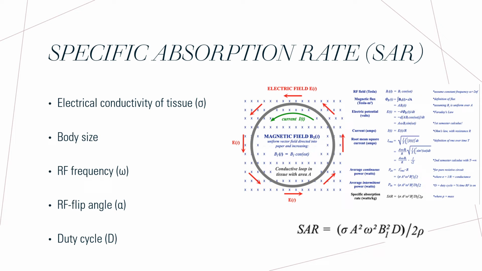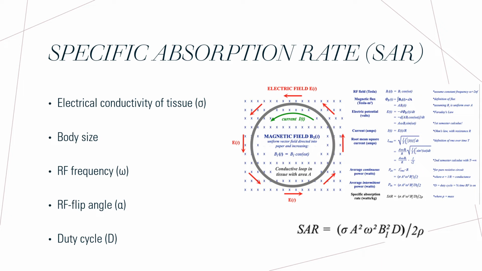So the SAR stands for specific absorption rate. The SAR in MRI is the amount of power or energy absorbed in a human body by the radio frequency RF field in a certain mass of tissue. The unit of SAR is given by watt per kilogram.